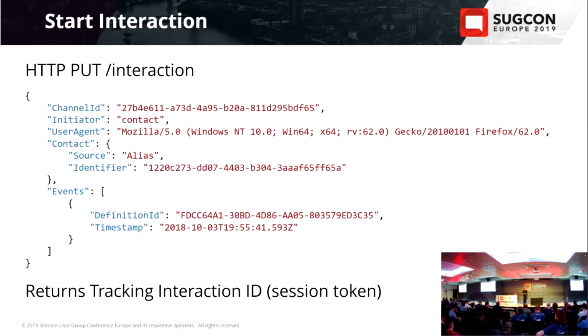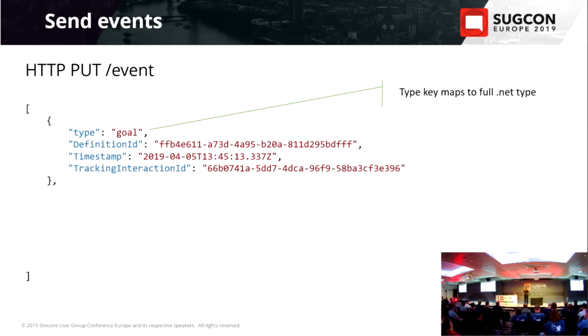You can also pass in an array of events, and when you make this request, it will return an ID. It's a session token. You then need to use this session token, this track and interaction ID, in your further calls as you're putting more data into the Universal Tracker. The type maps to a .NET type. There's a mapping in the Universal Tracker config, which in turn maps to a .NET type, so you need to use the name of the type from the config here. You can obviously create your own as well if you needed to.